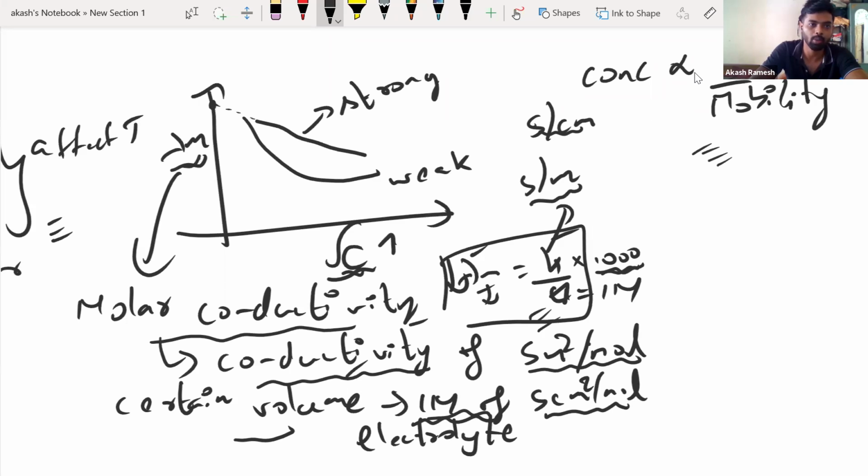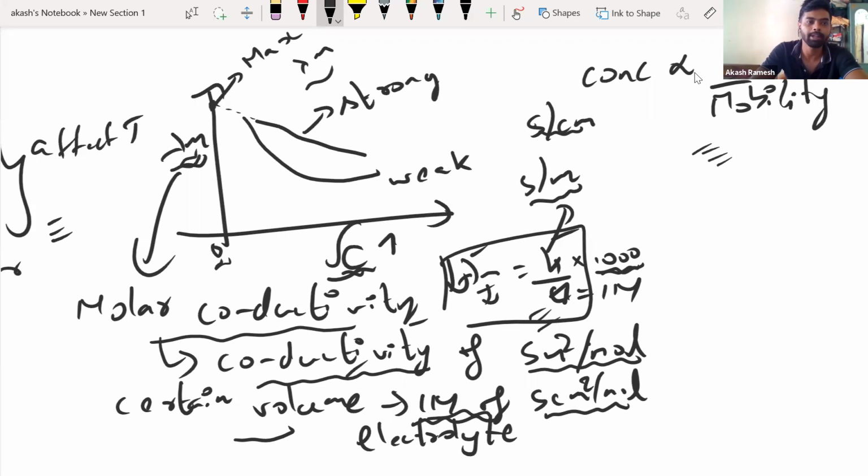you will get a point on the y-axis. This is a lambda m value, and what you can understand is this is the lambda m which can have the maximum value. This is the maximum lambda m. Obviously, other than this, it's not possible. So what is the maximum value? The maximum value of lambda m I'll get when I have zero concentration.